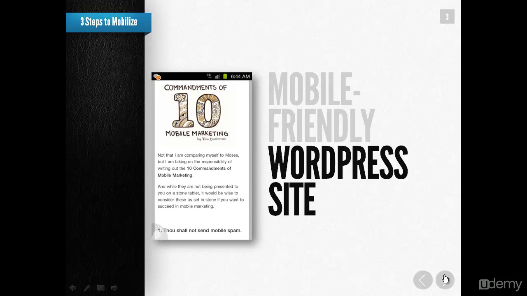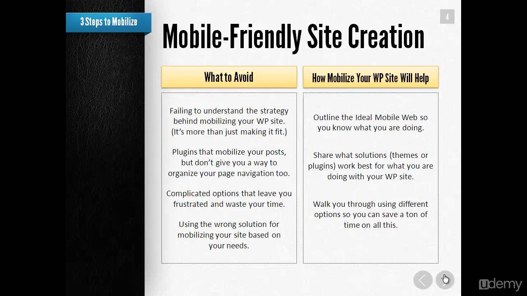So this is an example, and I'm going to show you in just a minute how you can take a look at this on your site right away. That will be one of your demos. So again, keep your phones handy. What I want to do is to tell you a few of the things that you want to avoid when you're creating your mobile-friendly WordPress site, and then how the Mobilize Your WordPress course is going to help you.